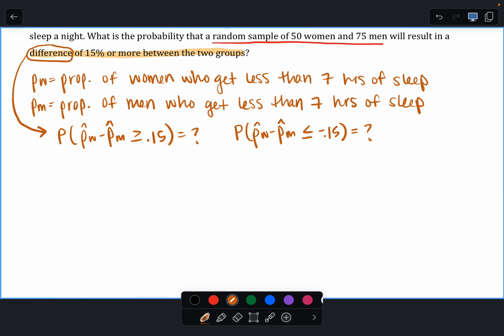So this question, and this question only for now, has two probabilities that we're going to calculate. It is not two probabilities for every single question. Sometimes they'll just say, if they worded it and said, what is the probability that women are higher than men by 15% or more? I would only be doing the left-hand side. That's the only one I would care about. But just with the way this is worded, that's why we're going to calculate two. So, step one, done.